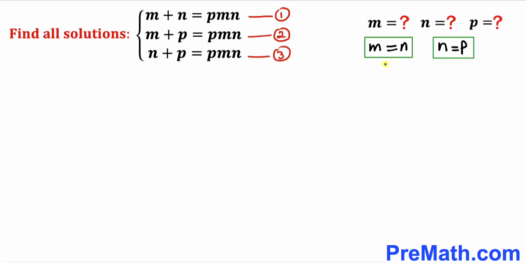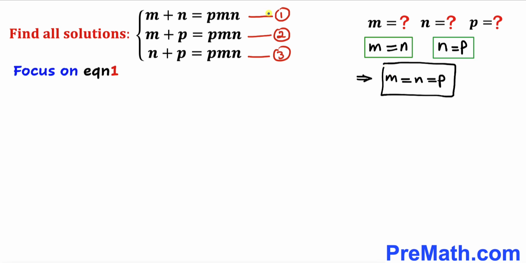So as a result, we got these two equations. The first one is m equals n, and the second equation is n equals p. So that means we got this equation m equals n equals p. All of them have the same values. And here's our next step.